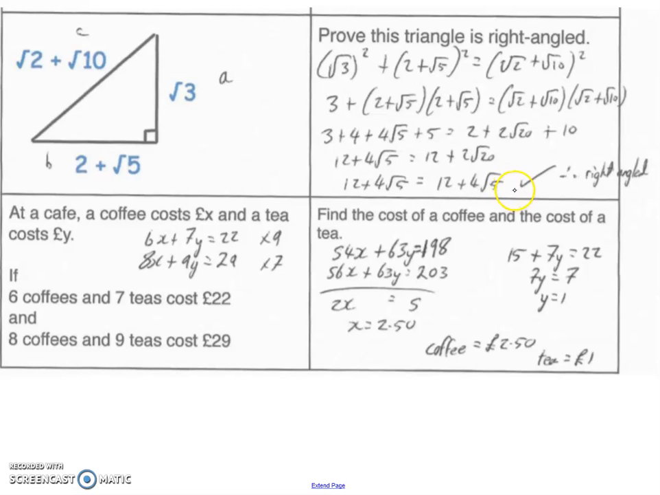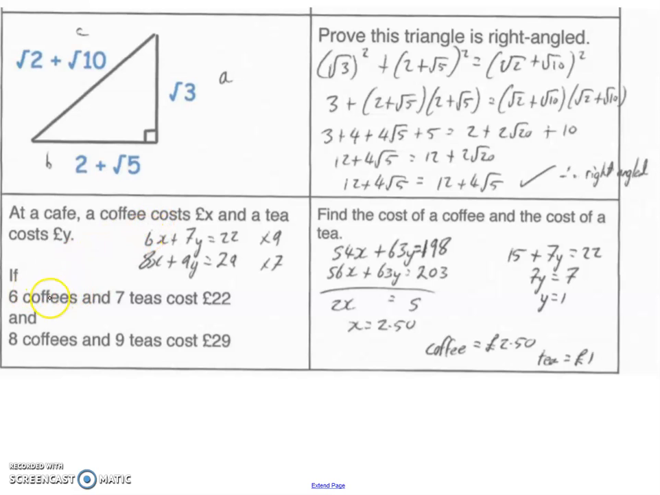So this is just giving you that extra bit of understanding. So this one here, at a cafe, a coffee costs x pounds and a tea costs y pounds. If 6 coffees and 7 teas cost £22 and 8 coffees and 9 teas cost £29, find the cost of a coffee and the cost of a tea. So we need to make some simultaneous equations.